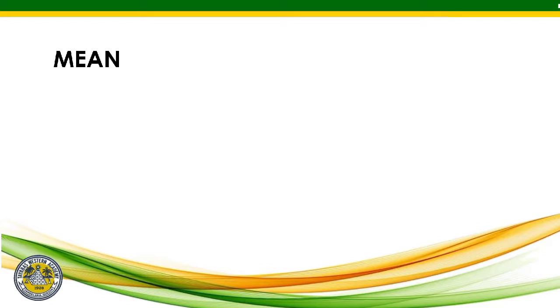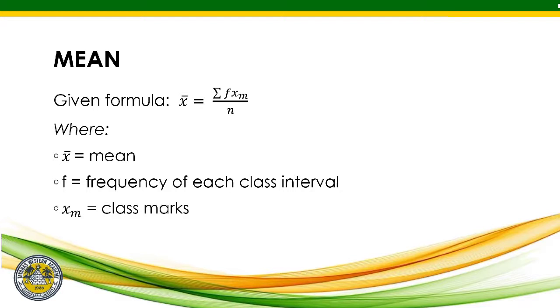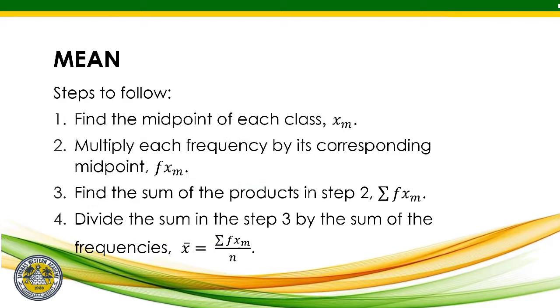So let us have first the mean. The mean is found using this given formula. Mean is equal to the sum of the frequency of each class interval multiplied by the class mark, divided by N. This will be the formula that we are going to use when finding the mean for group data. N is the sum of the frequencies, or what we call the sample size.